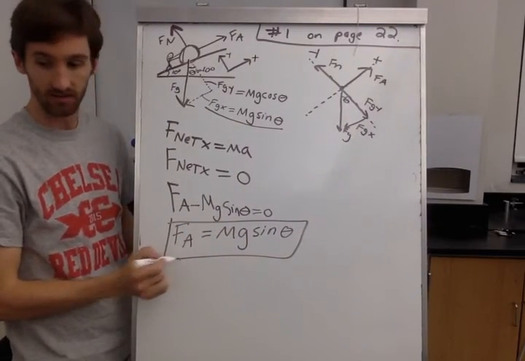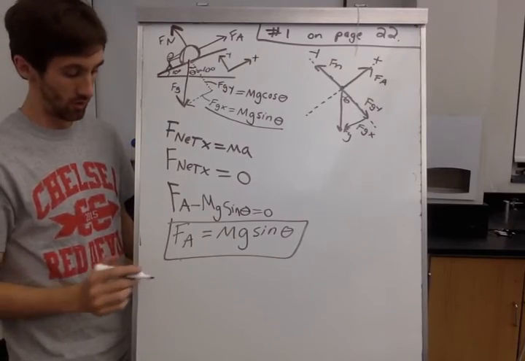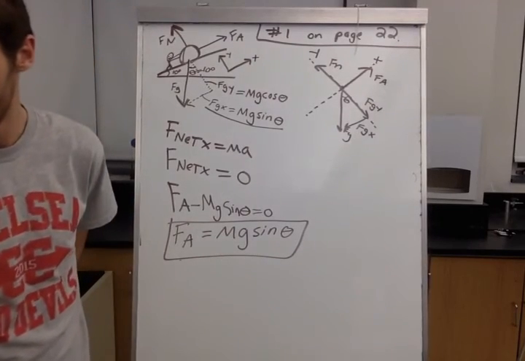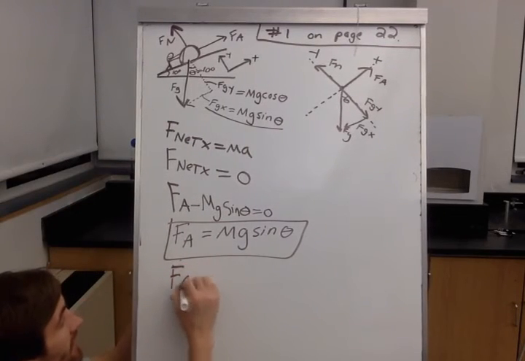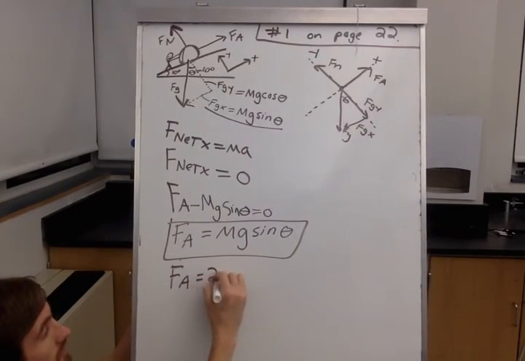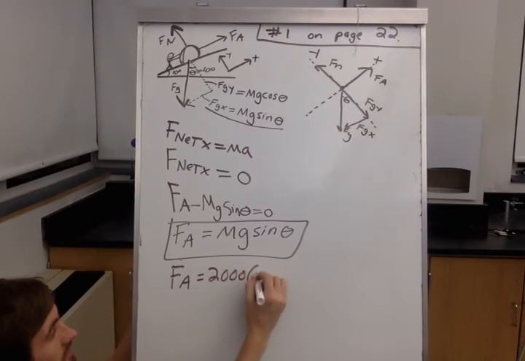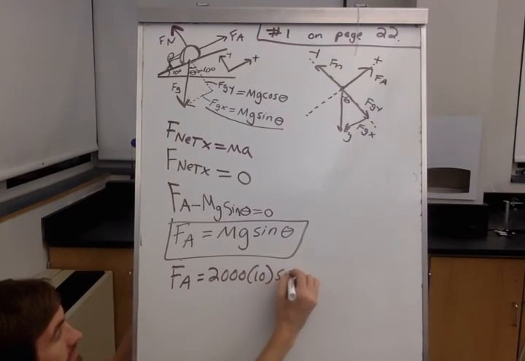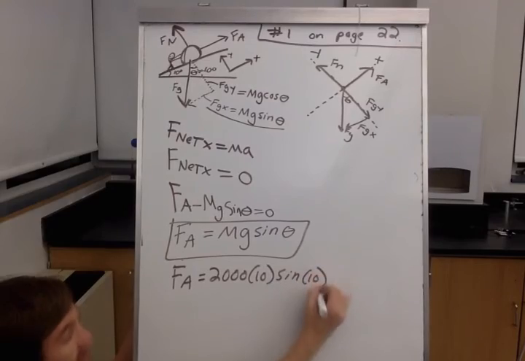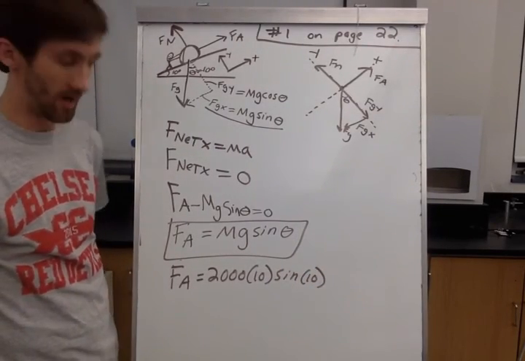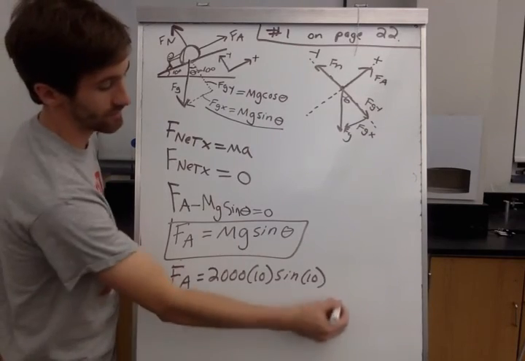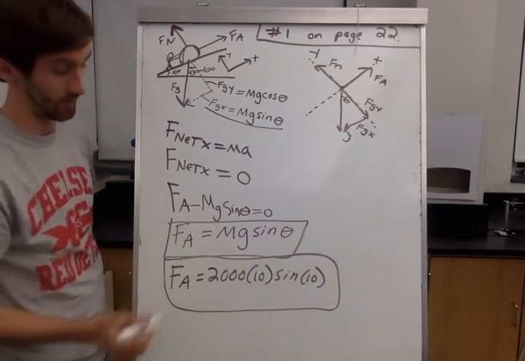So this is our final answer, or I guess we could take it even a little bit further and say that FA is equal to 2,000 times 10 times the sine of 10. But I don't have a calculator nearby, so whatever that comes out to be is our answer.